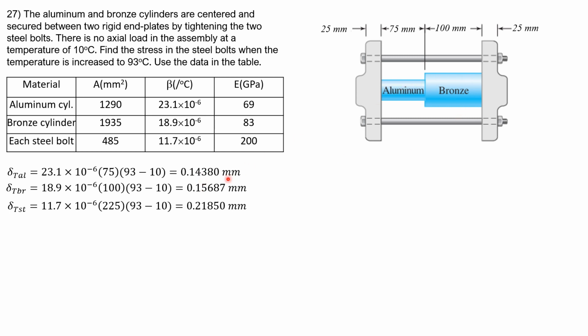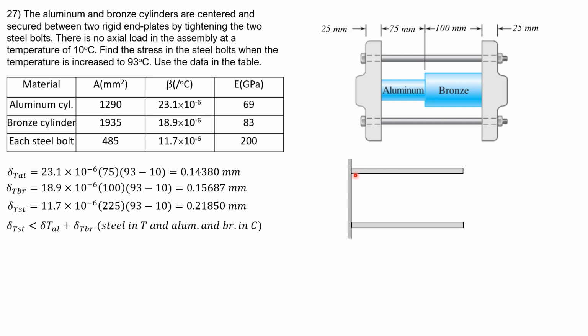So if you add the thermal expansion of aluminum and bronze combined and compare it to that of steel, the combined thermal expansion of aluminum and bronze is greater than this. So that means the steel should be in tension, while the force in the aluminum and bronze, which is common because they lie in one line, the transmitted force will be compression, and we will call that P. So that's why the steel should be in tension and aluminum and bronze should be in compression.